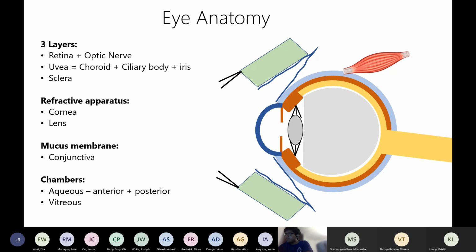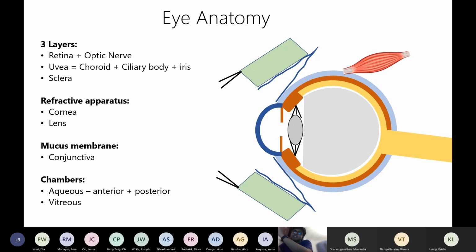So no ideas. So you have the palpebral conjunctiva and the bulbar conjunctiva. The palpebral one goes along with the eyelids. The bulbar one goes around the bulb, which is the eyeball. So those are the two aspects of the conjunctiva that you need to know.